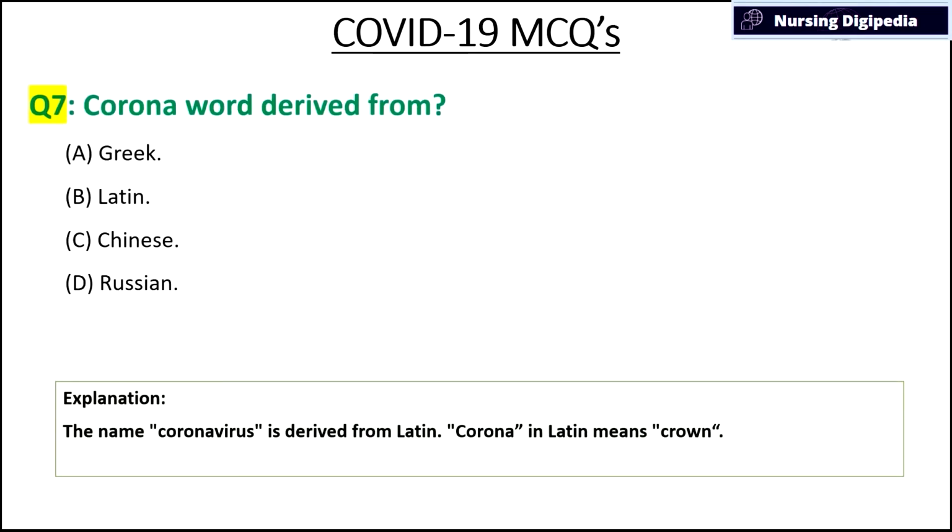Question 7. The word corona is derived from: A. Greek, B. Latin, C. Chinese, D. Russian. And the answer is B. The name coronavirus is derived from Latin. Corona in Latin means crown.